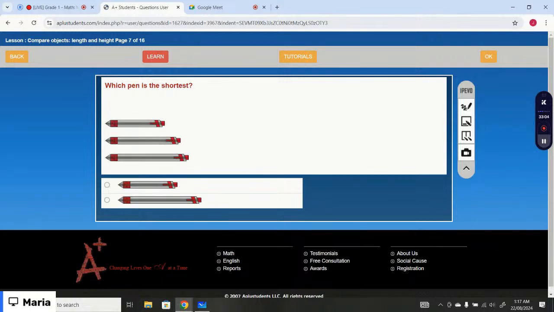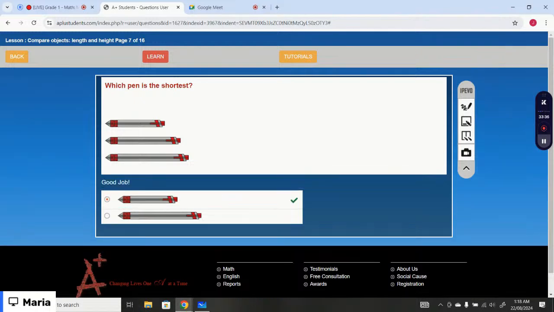Which pen is shortest? You are given three of the pens. You have to find the shortest one. So which is the correct option? Yes, option number one is the correct option. That is the shortest one.